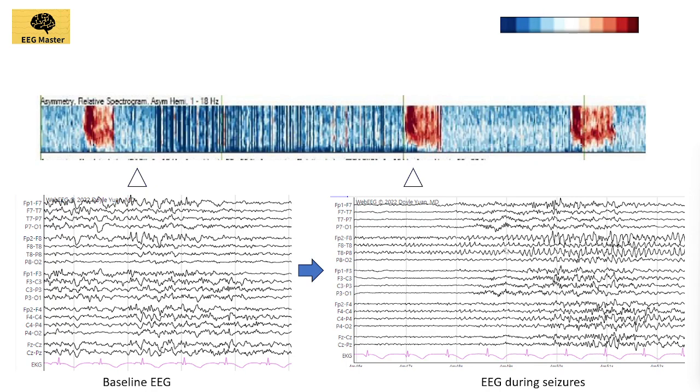In this next example, the patient had a continuous right-sided slowing resulting in a higher power in the left hemisphere, hence the blue color on the asymmetry spectrogram. Intermittently, focal electrographic seizures from the right hemisphere were captured, seen as brief periods of higher power in the right hemisphere, hence the red color on the asymmetry spectrogram.